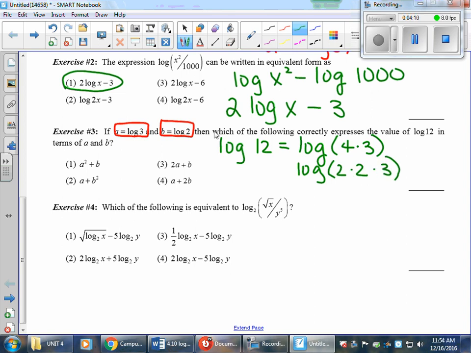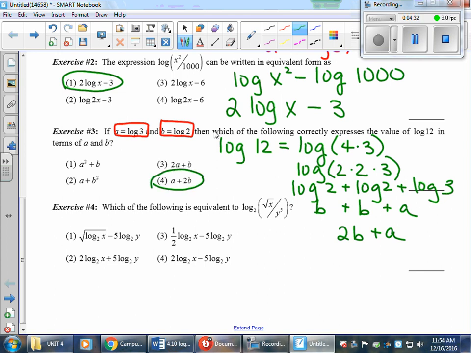Now remember, in multiplication, I simply add the logs. So it's log 2 plus log 2 plus log 3. Those I do have represented as A's and B's. So I have B plus B plus A, which is 2B plus A. Do we have that here somewhere? We sure do, right here in number 4. The commutative property says that we can flip them around to A plus 2B.